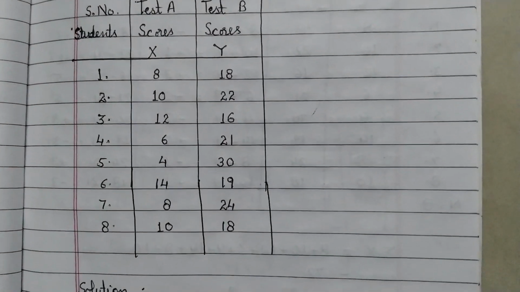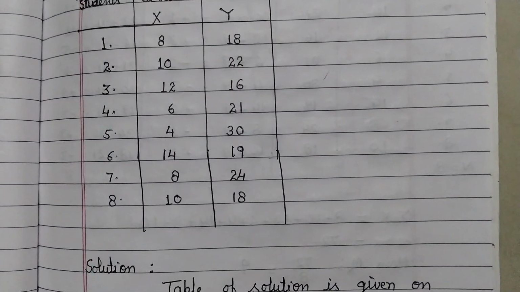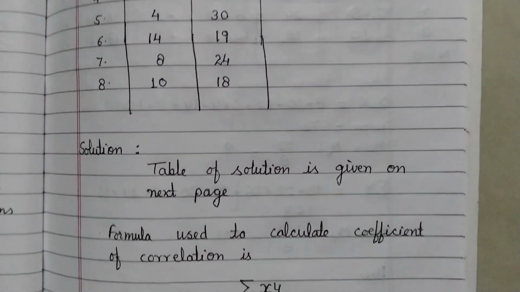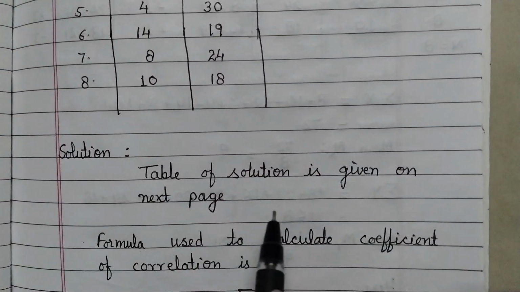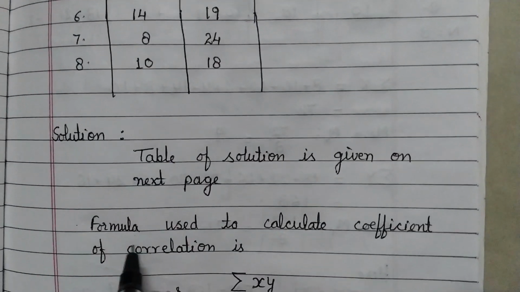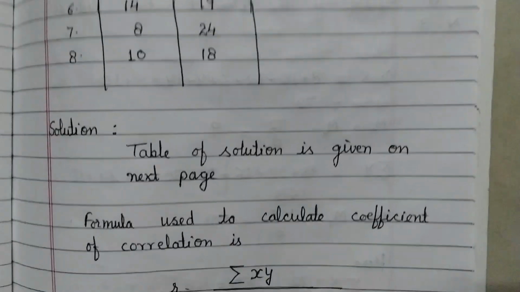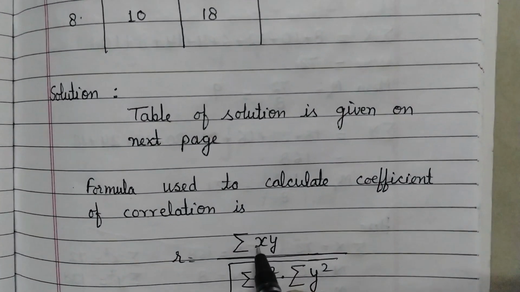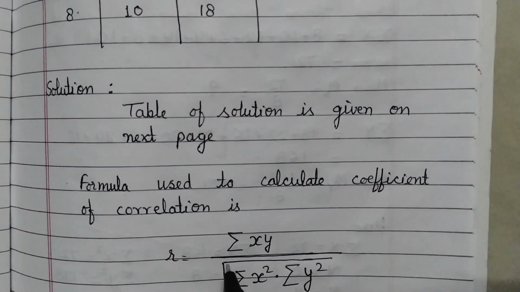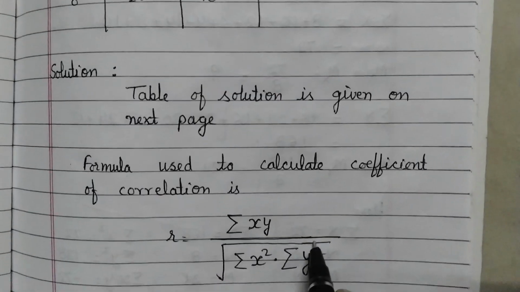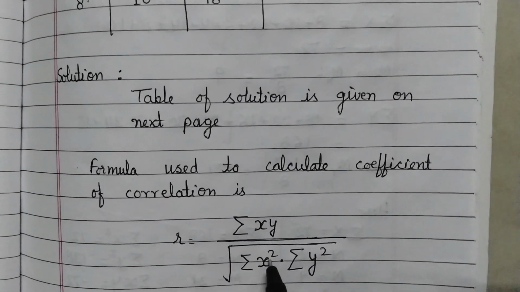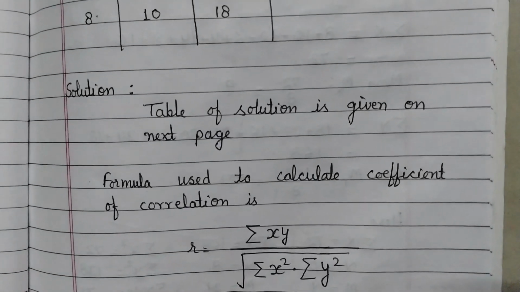Now the solution. The table of the solution is given on the next page. I will prepare it on the next page because it is a long table. The formula used to calculate the coefficient of correlation is r equals summation xy over the square root of summation x square multiplied by summation y square.